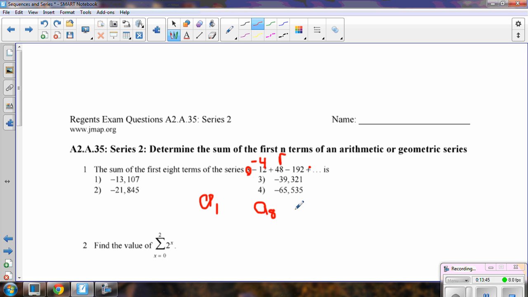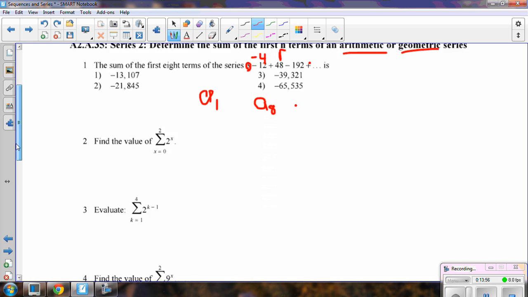If this is a common ratio, you don't need to find A8. And so I'm going to leave it up to you to decide if it's arithmetic or geometric, and decide which formula to use to plug in.